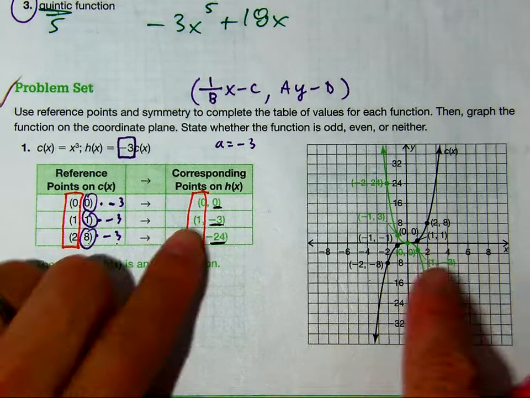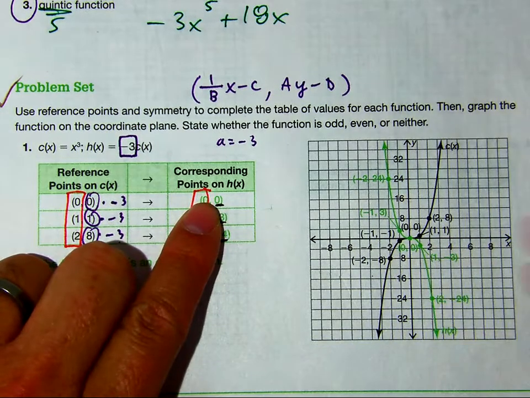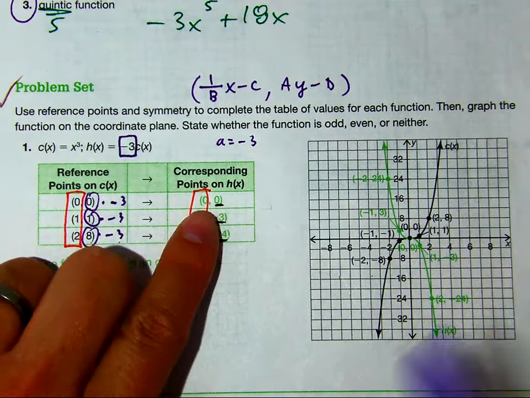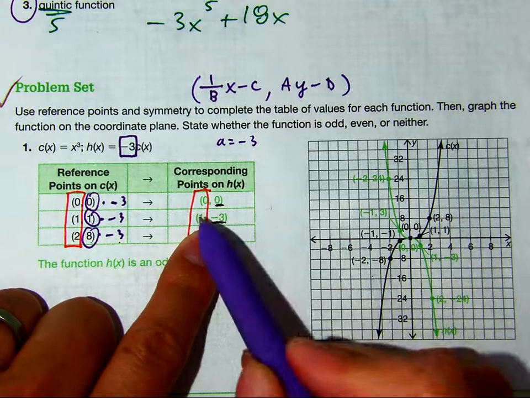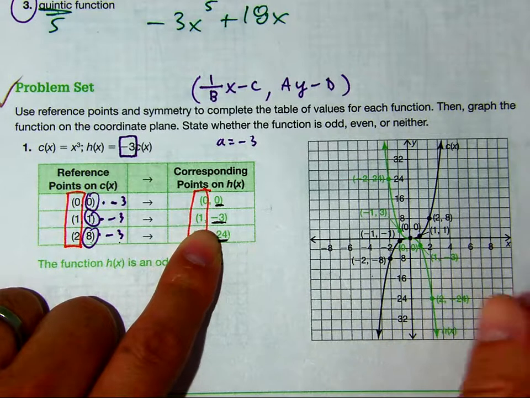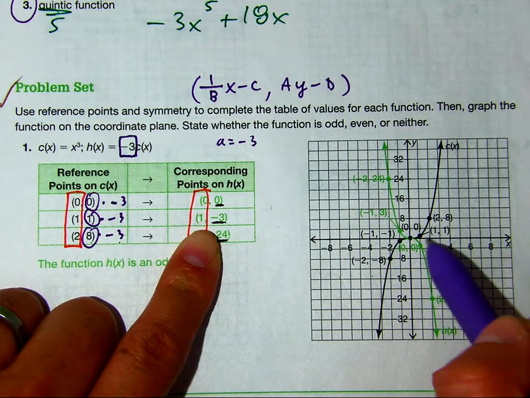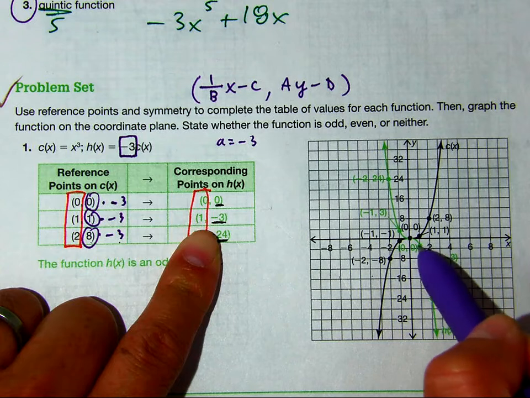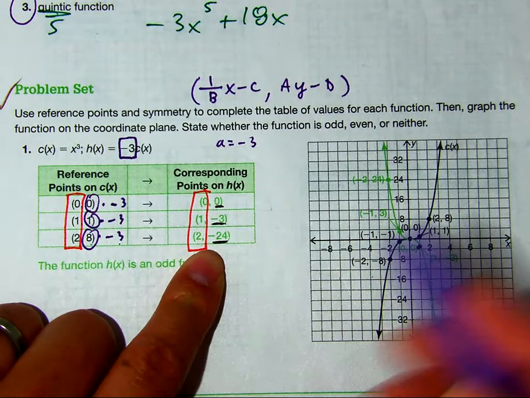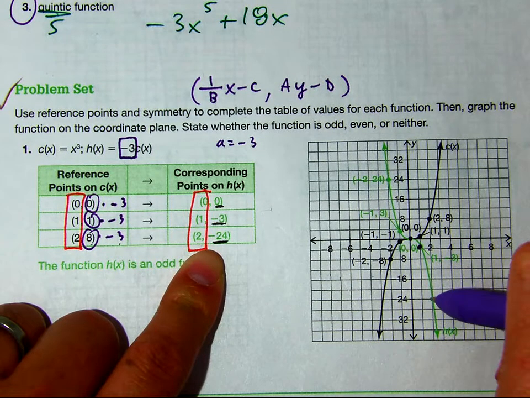Well, if you graph this, (0, 0), graph it with you. I already know the answers there, but I want to teach you how to get there. (1, -3). That means going right 1 and then down to -3. And then (2, -24). So right 2, down 24.